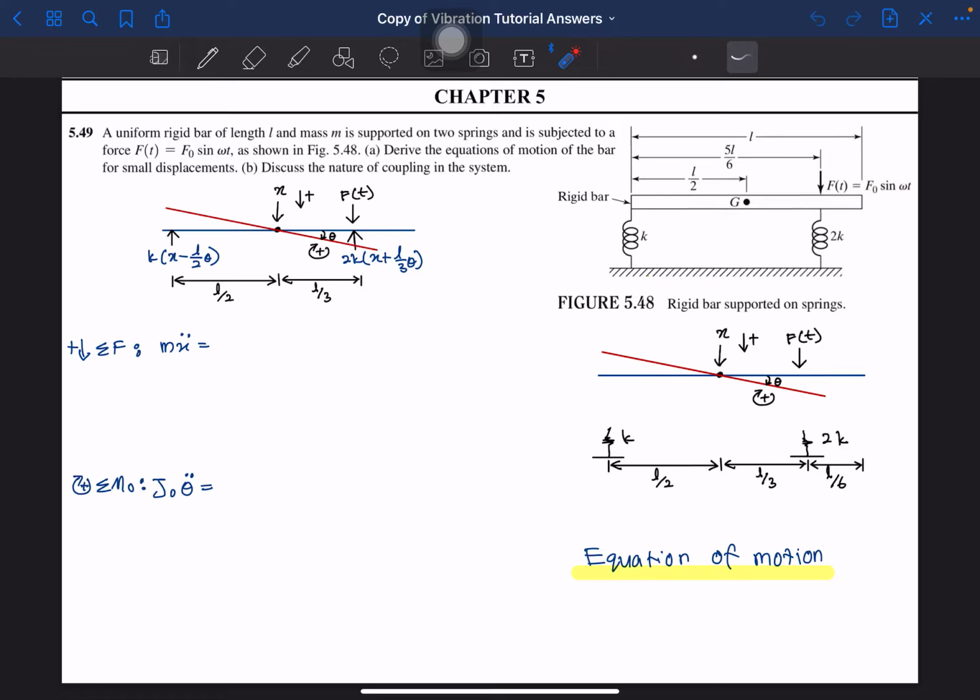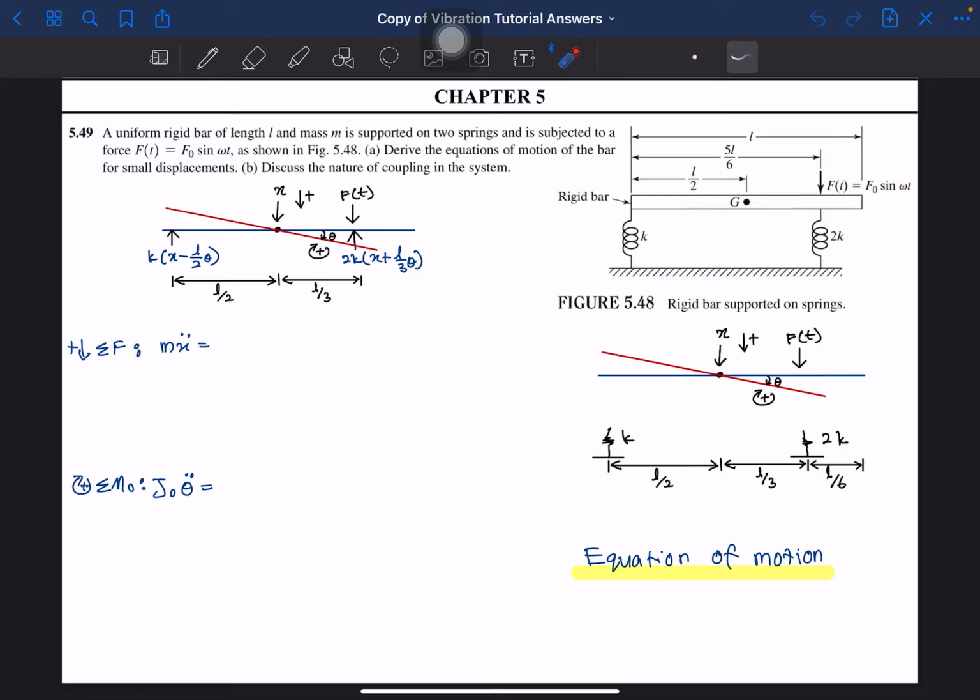And then next, discuss the nature of coupling in the system. So, first of all, we are going to derive the equations of motion using only FBD. There are two ways of deriving your equations of motion: whether you use FBD only, and then find the summation of forces and also summation of moments, or using the Lagrange equation. So we're going to do both for this question, and I'm going to show you both.